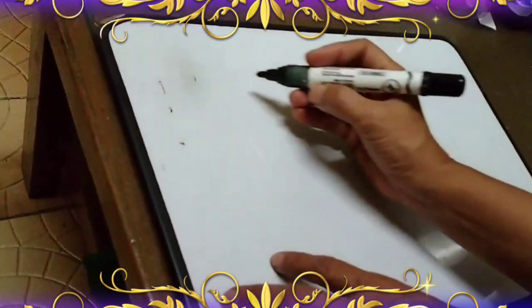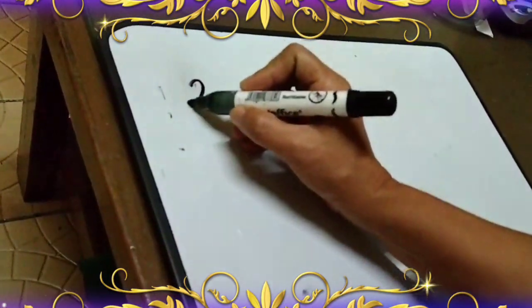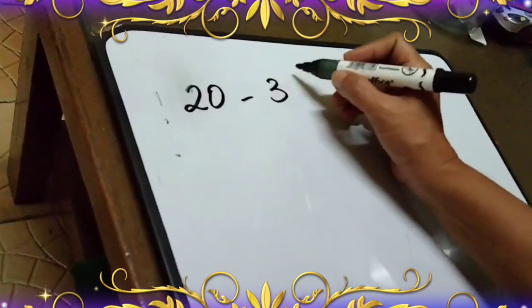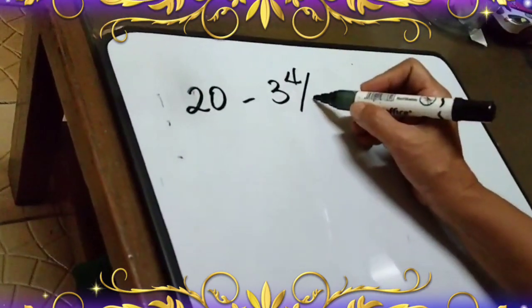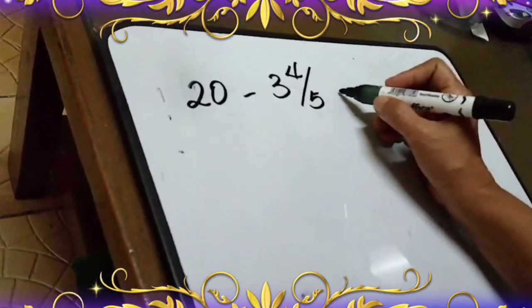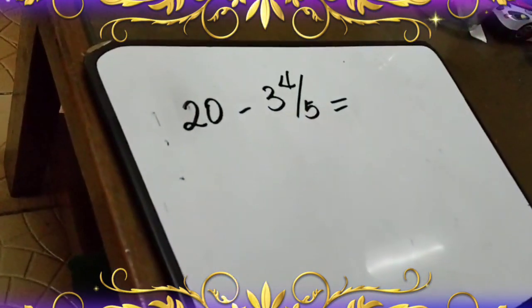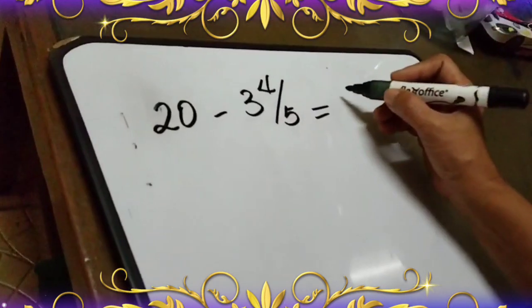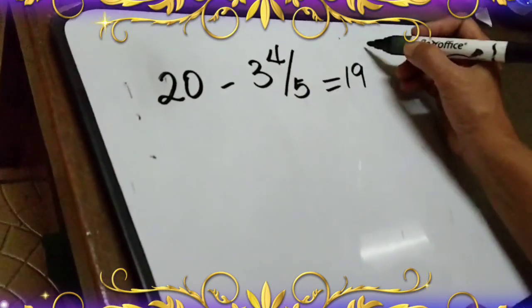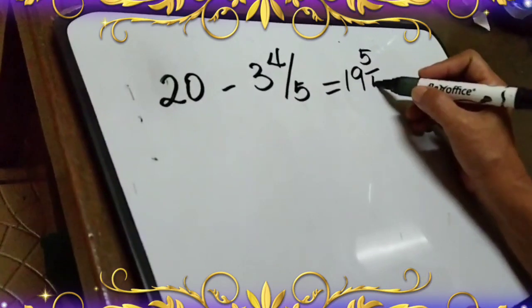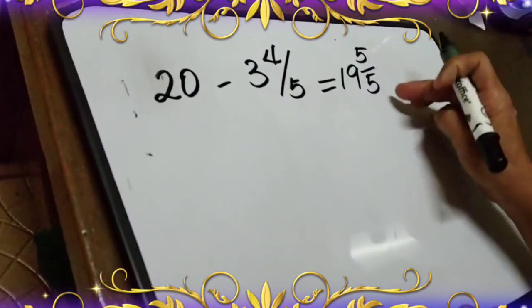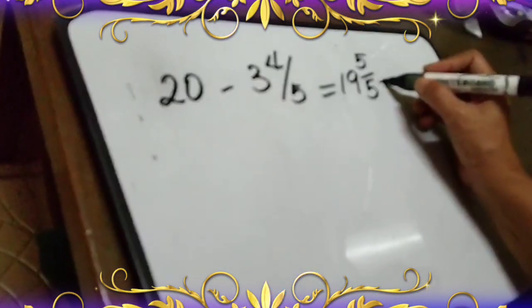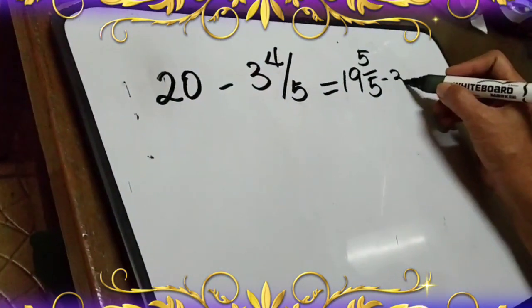Example, 20 minus 3 and 4/5 equals. Okay, so we have to rename 20 into 19 and 5/5. Why 19 and 5/5? 5 divided by 5 equals 1 plus 19 equals 20.